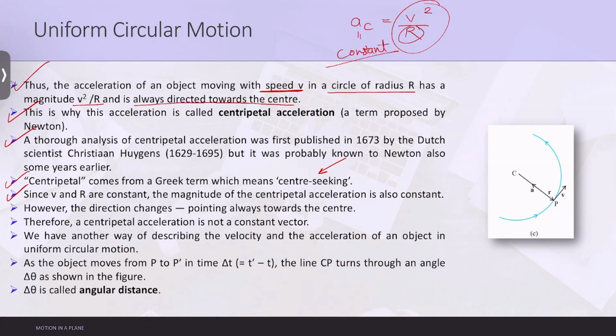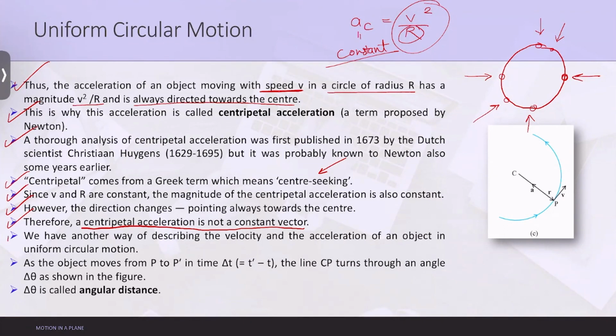So the magnitude of the centripetal acceleration is also constant. However, the direction changes. Let us say we are in this circle. In this place, what will be the direction? Like this. In this place, it will be like this. In this place, it will be like this. So it basically depends. The thing I need to convey here is that AC is a vector which has a constant magnitude but a varying direction. And what is the direction? It is always towards the center. Therefore, a centripetal acceleration is not a constant vector. Yes, it is a very important line. A centripetal acceleration is not a constant vector. Only the magnitude of the centripetal acceleration is constant.